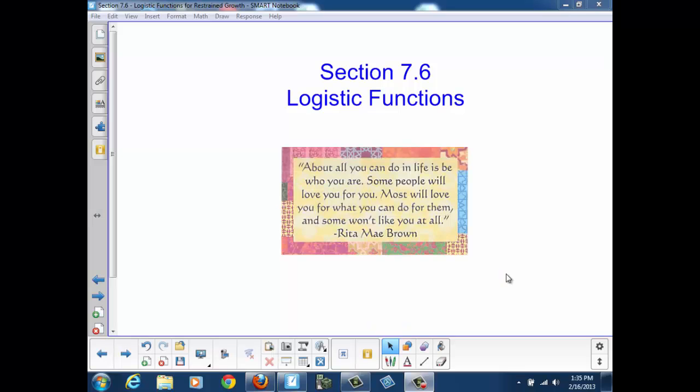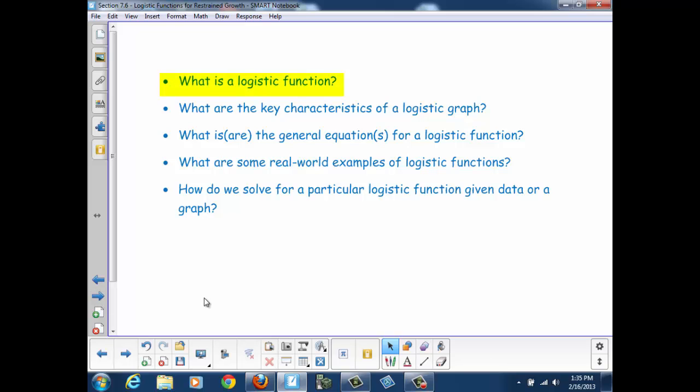Welcome to section 7.6, Logistic Functions. At the end of this video, we should be able to answer these questions. What is a logistic function? What are the key characteristics of a logistic graph? What is the general equation for a logistic function? What are some real-world examples of logistic functions? How do we solve for a particular logistic function given data or a graph?